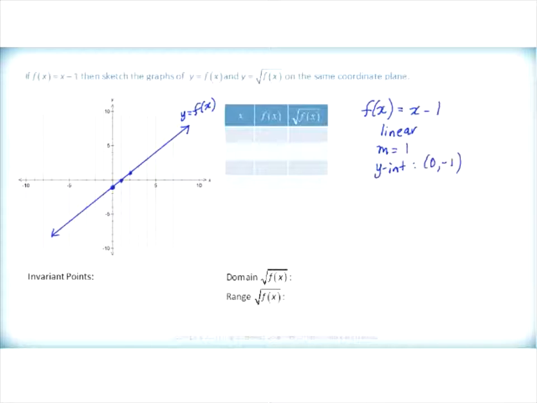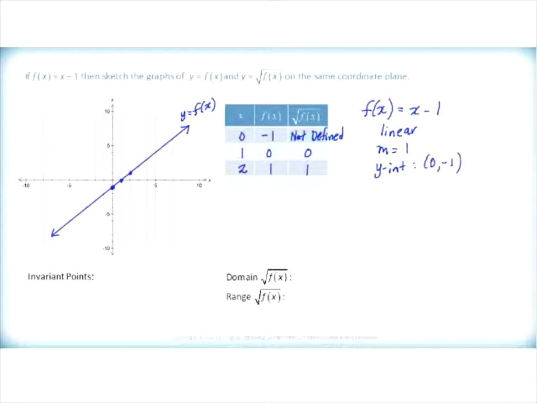Let's take some points on this graph to determine the coordinates of points on the square root of that function. So the first point that we have here, we will use 0 and negative 1. Note that the value of f of x is negative 1, so the square root of negative 1 is not defined, because you cannot take the square root of a negative number using the real number system. The next point we will choose is at 1 and 0. The square root of 0 is 0. Then we have the point 2 and 1. The square root of 1 is 1.